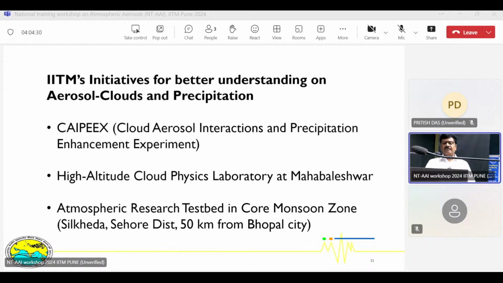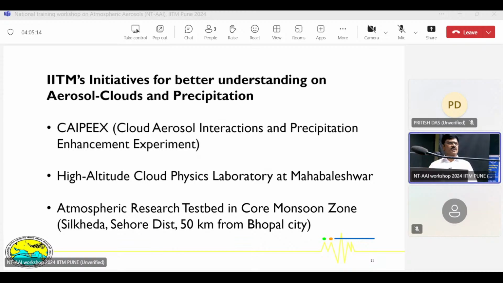So in this area, I will talk about some of the IITM's initiatives for improving the understanding of aerosol, cloud and precipitation. One such initiative, about 15 years back, was the experiment called CAIPEEX, which is the Cloud Aerosol Interactions and Precipitation Enhancement Experiment. It is an aircraft-based observational campaign. The aircraft is fitted with instruments for aerosol observations and cloud observations. So we go into different levels of clouds, and below the cloud base, to see how the aerosol behaves and in what way the aerosols are affecting the cloud microphysics.